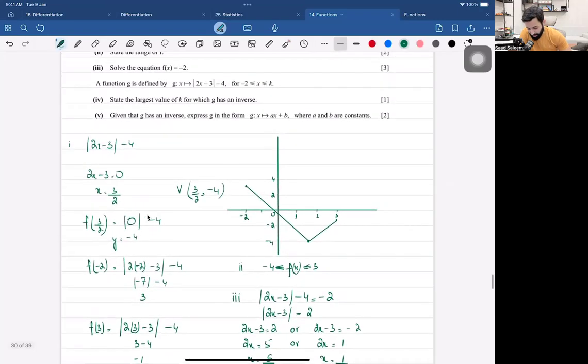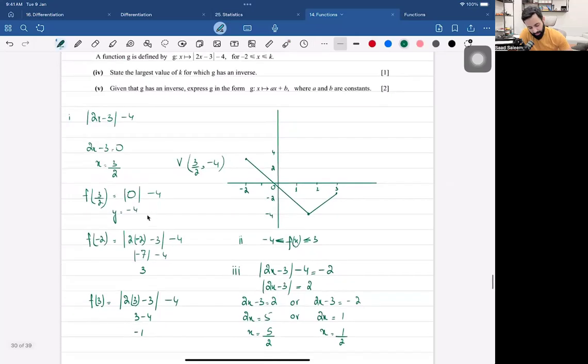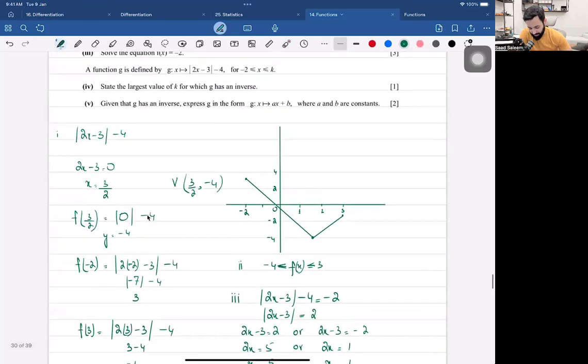How many marks? 3 marks. I think that's a great deal. So yeah, you're lucky if something like this comes in past papers. Then it says a function g of x is defined by so and so for minus 2 to k. State the largest value of k for which g has an inverse.